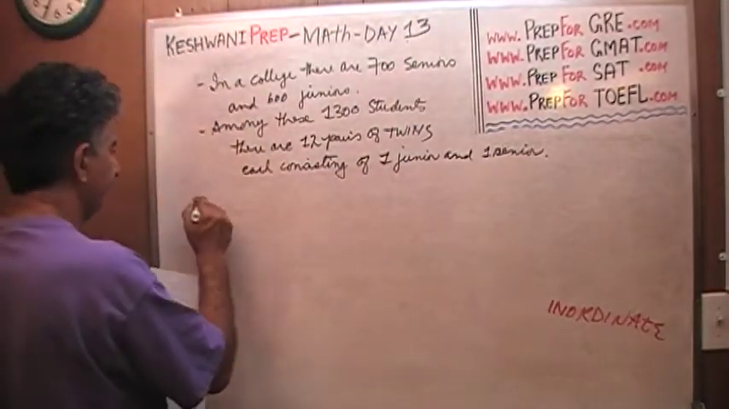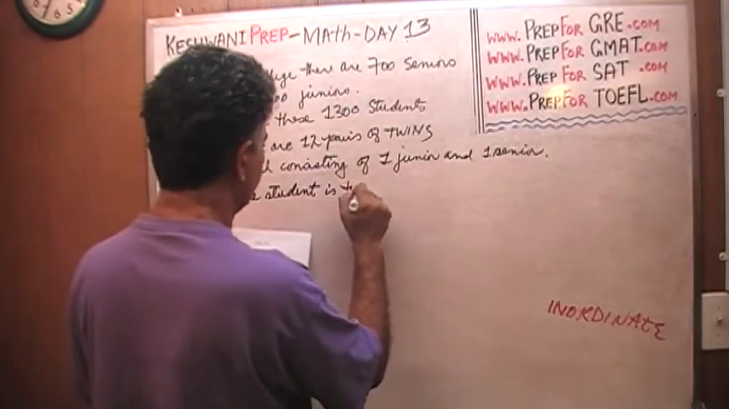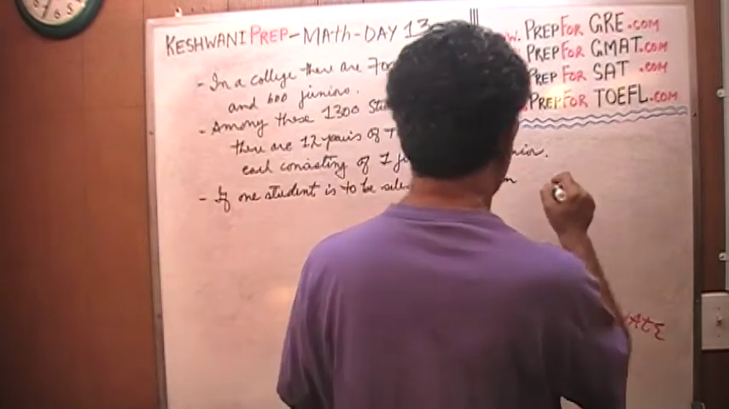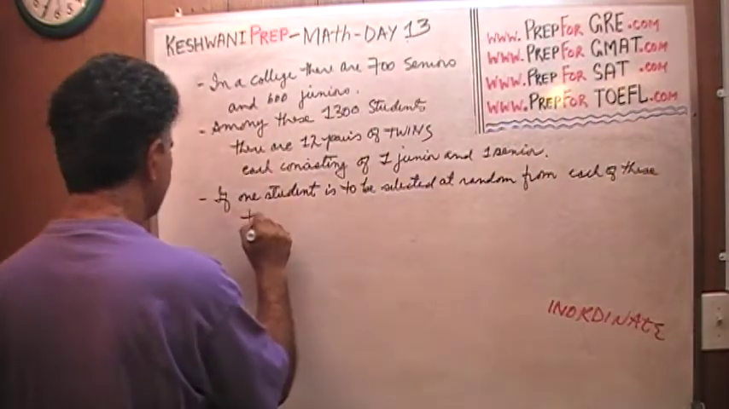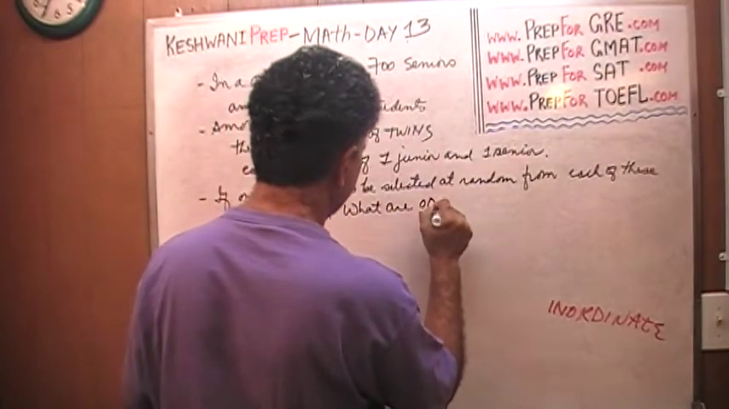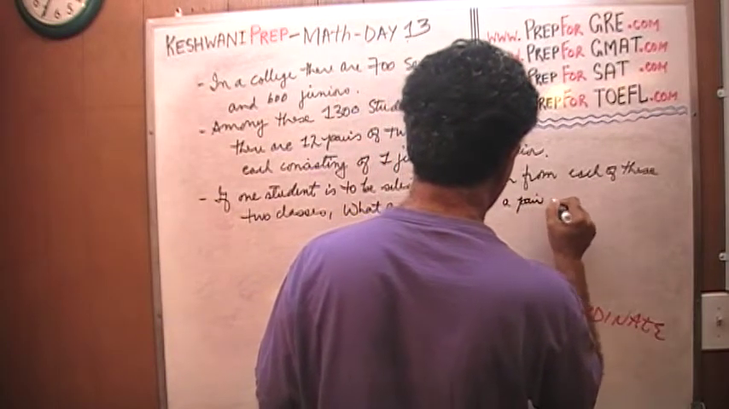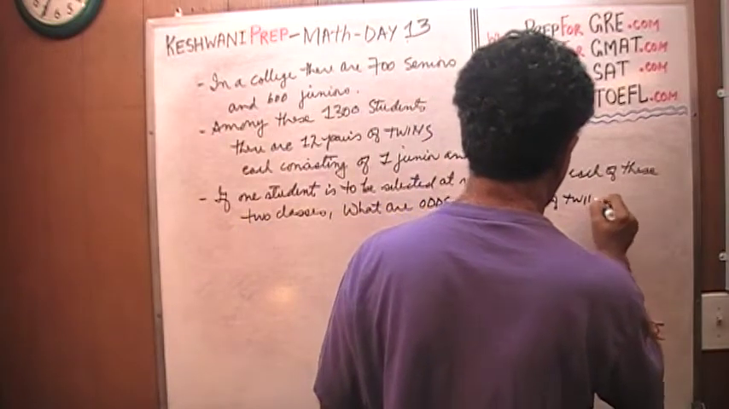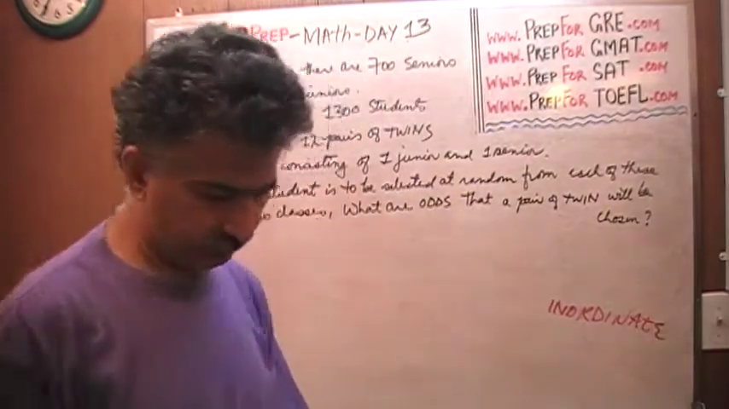The question simply is, if one student is to be selected at random from each of these two classes, what are the odds that a pair of twins will be picked? Will be chosen. That's all there is.